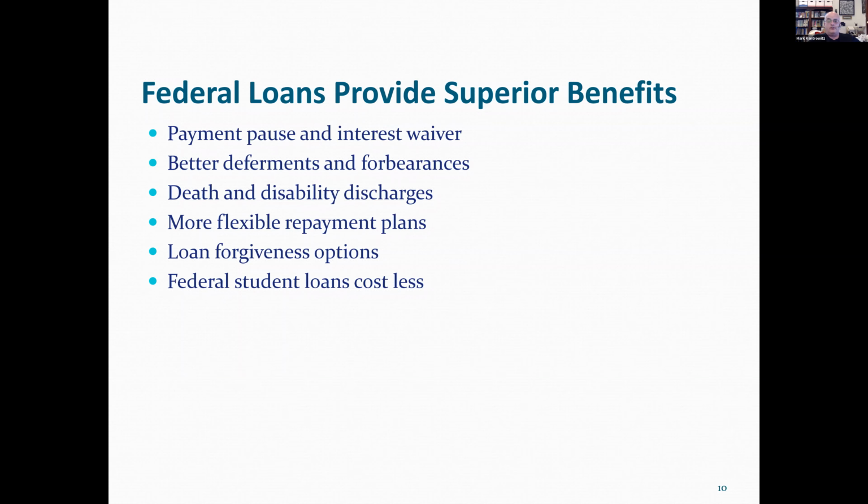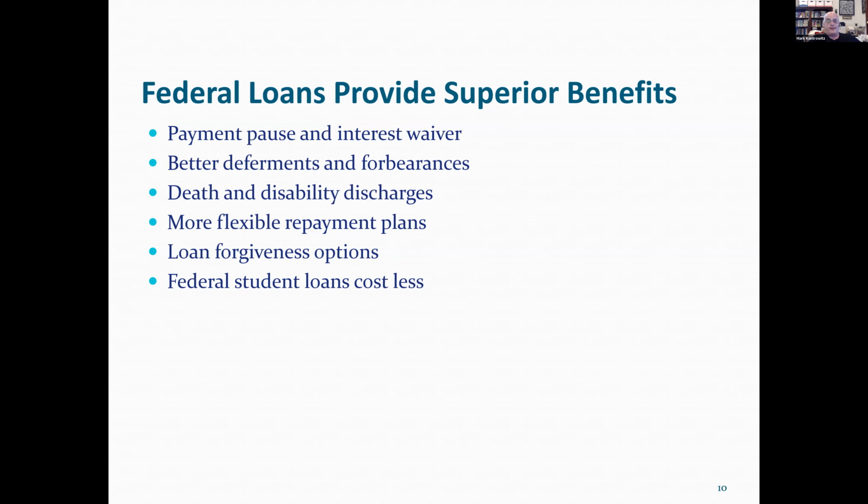There are also other discharges that are available from federal loans, but not from private loans. If your college closes while you're enrolled or within 120 days of your withdrawal, your federal loans can be canceled. No similar benefit on private loans. Identity theft discharges, false certification discharges, and unpaid refund discharges are all available on federal loans, but not private loans.